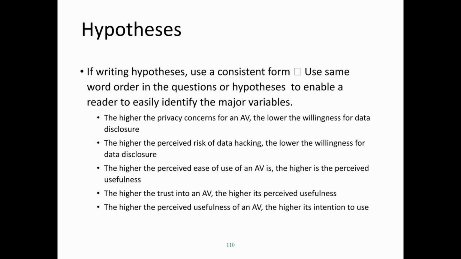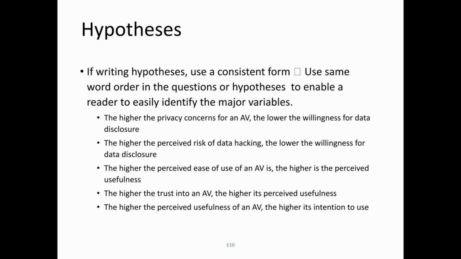Use a consistent form, use the same word order in the hypotheses to enable the reader to easily identify the major variables, because if you have 5 to 10 hypotheses, the easier it becomes for the reader to follow your argument. For example, the higher the privacy concerns, the lower the trust. The lower the trust, the lower the willingness of data disclosure. Or the higher the perceived risk of data hacking, the lower the willingness of data disclosure. Or the higher the perceived use of an autonomous vehicle is, the higher is the perceived usefulness. The higher the trust in an autonomous vehicle, the higher is its perceived usefulness.